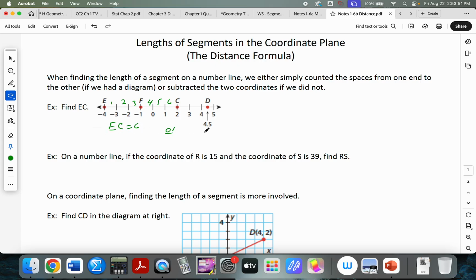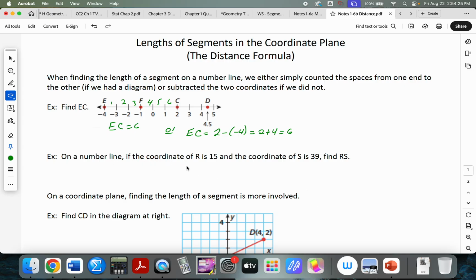Or we can say the length of EC is 2 minus -4. So it's 2 plus 4 is 6. When you have a number line and they're that close together, you probably are just going to count it. I mean, let's be honest. You could do the subtraction, but we're all better at counting than we are at any other kind of mathematical operation, I think.